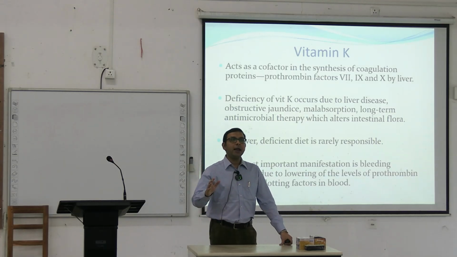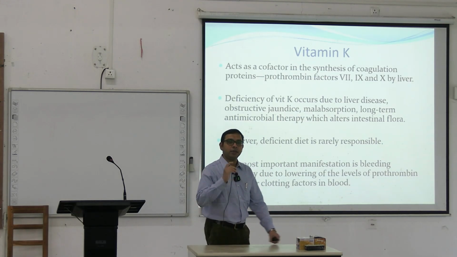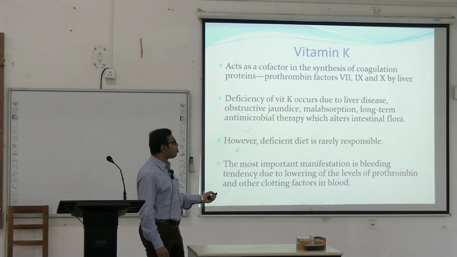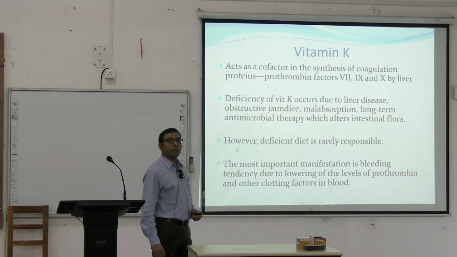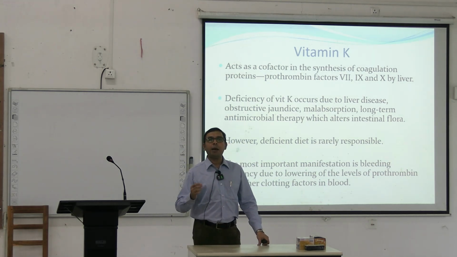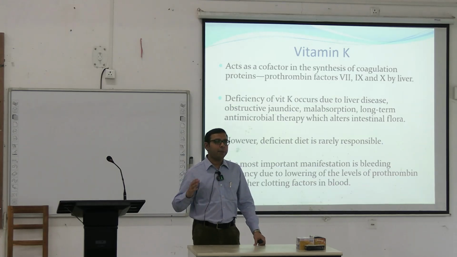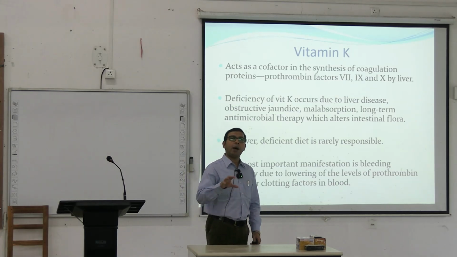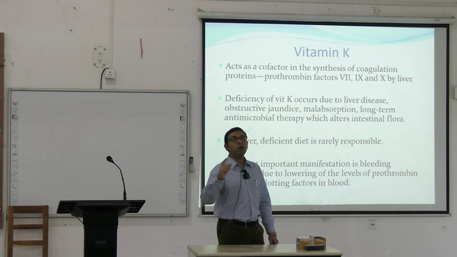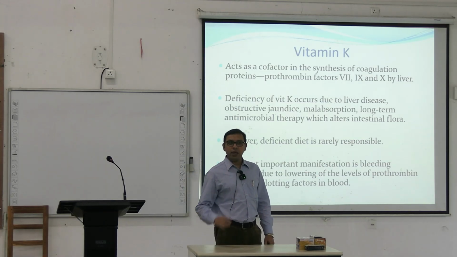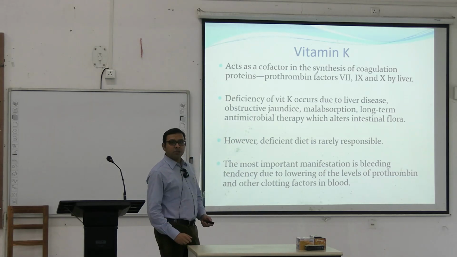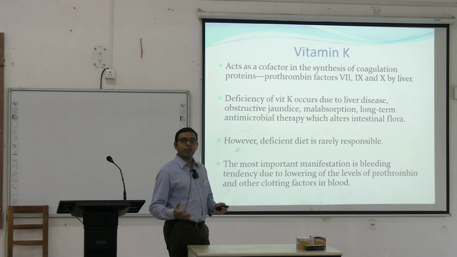So 2, 7, 9, 10 will be deficient when the vitamin K is deficient. Deficiency of vitamin K occurs due to liver disease, obstructive jaundice, malabsorption syndrome, long-term antimicrobial therapy. If a patient is taking some antibiotic for a long period of time, antibiotic ultimately kills some of the commensal good bacteria in our gut also. So that also leads to vitamin K deficiency in long-term antimicrobial therapy. Remember, deficient diet is rarely responsible because it is ubiquitous in nature.